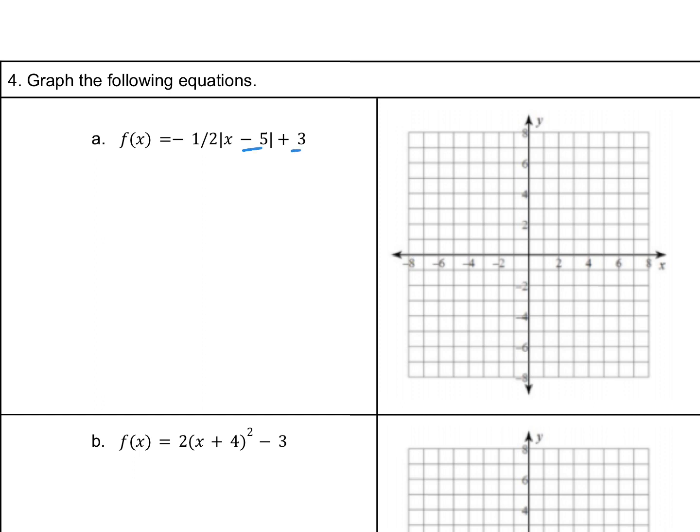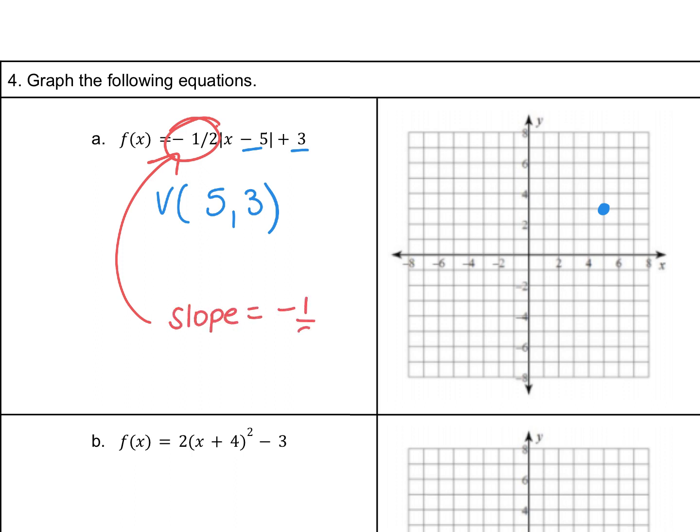So it's negative h, k. H is your bad friend, k is your good friend. So my vertex is going to be positive 5, positive 3. And I'm going to go and plot that point. And then again, the shortcut for absolute values and absolute values only is that the slope of the function is in the very front. It's that a value. So it's negative 1/2. So the slope is negative 1/2.